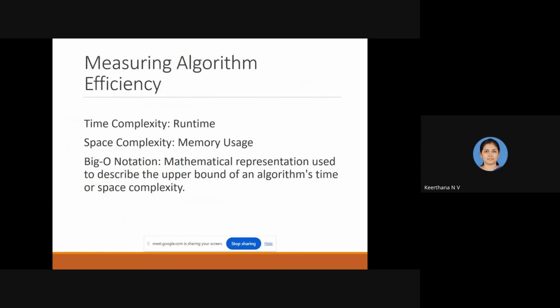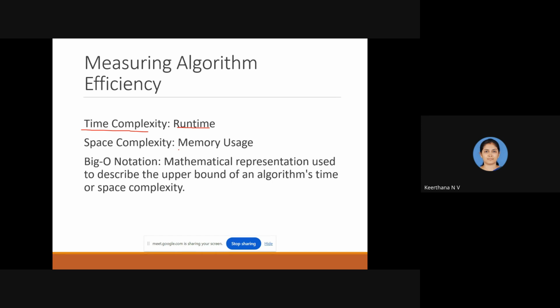So how can you measure an algorithm? What is the runtime of an algorithm? It means how much time it takes for running, from the starting point to the ending point. That will be defined as the time complexity.